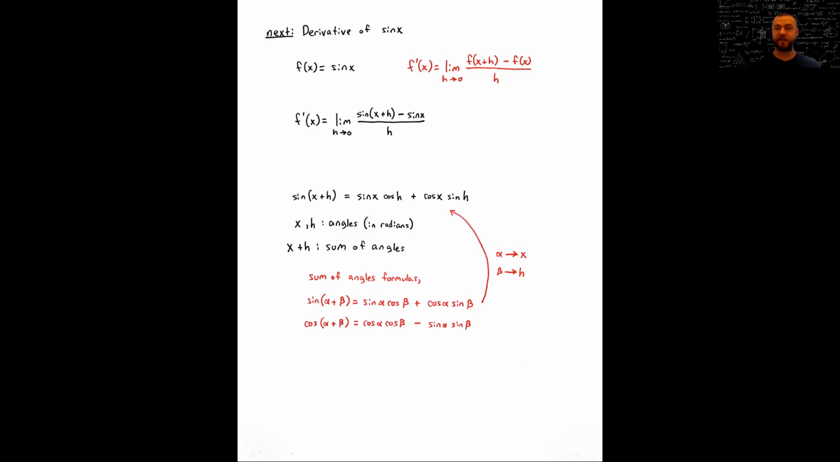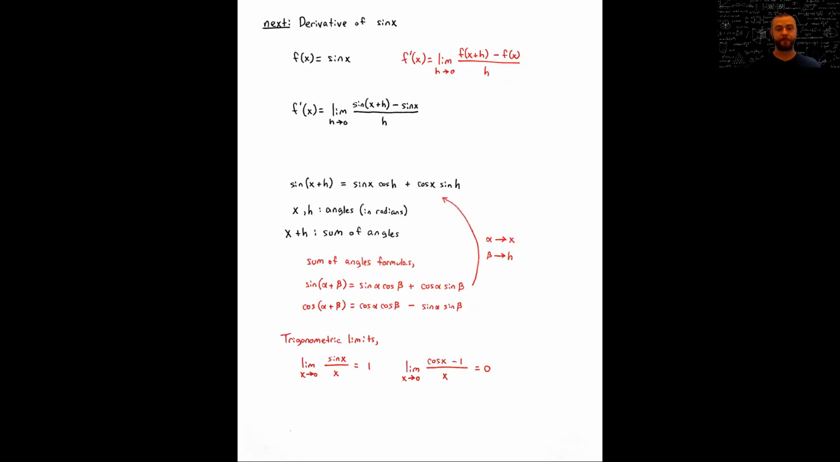Now we need one more ingredient to be able to finish what the derivative of sine of x comes out to, so what f prime of x is. And there's two trigonometric limits, which are good to know. The limit as x approaches 0 for sine of x divided by x, and then the limit as x approaches 0 for cosine of x minus 1 divided by x. Now, if you take all these things together, the sum of angles formula, simplifying sine of x plus h, combine it with the trigonometric limits, it gets a little complicated.